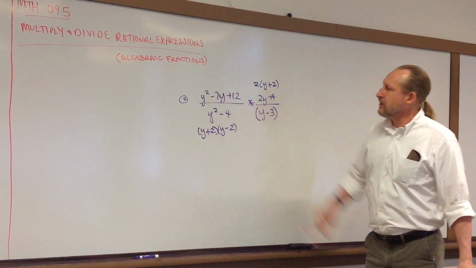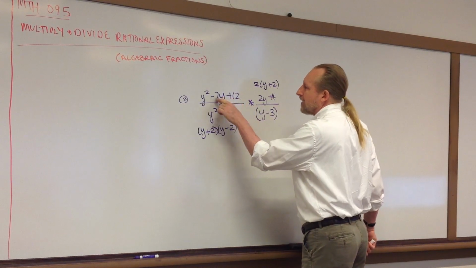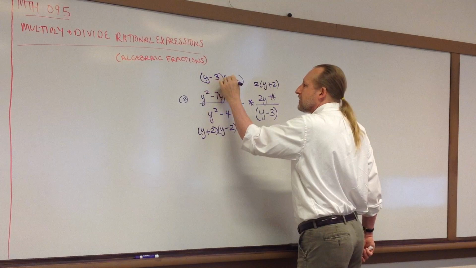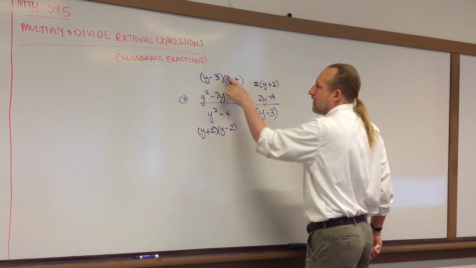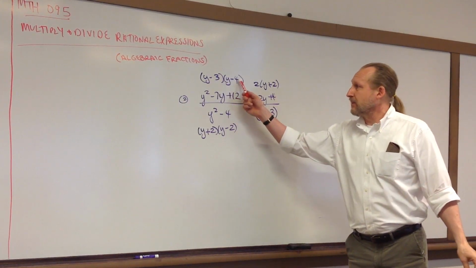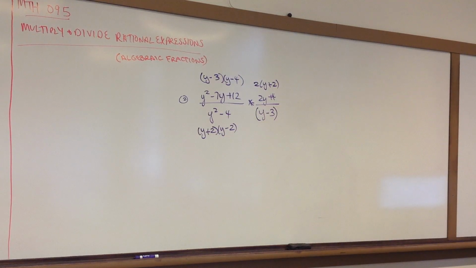And then this one is a trinomial, and we need factors of 12 that add up to 7. And that'll be 3 and 4. y minus 3, y minus 4. So we'll get that negative 7 in the middle from the negative 4 and the negative 3. And we'll get the positive 12 on the end from negative 4 times negative 3. So now we've got everything factored.